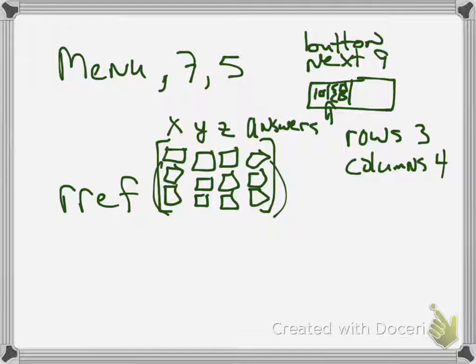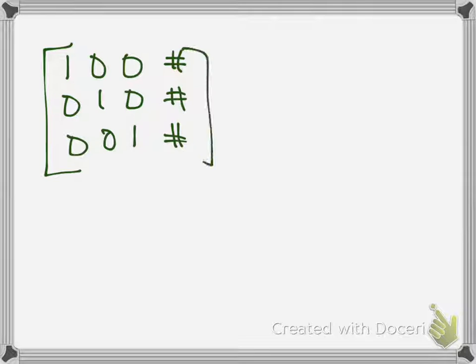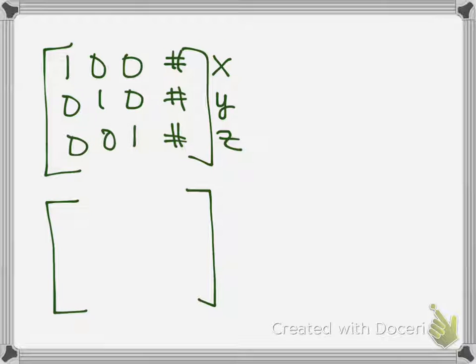Then when you are done and you press enter, you should see something like this: 1 0 0, 0 1 0, 0 0 1, and you should have some numbers here. And these numbers will be your X, your Y, and your Z. There should be no fractions. I've checked, there should be no fractions.